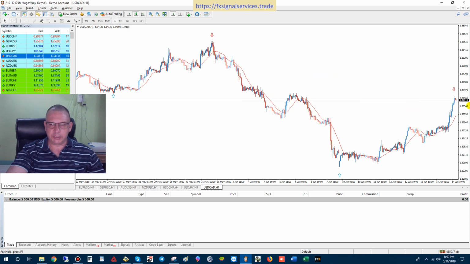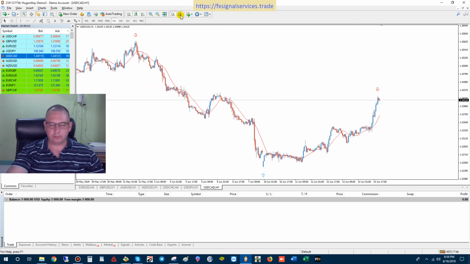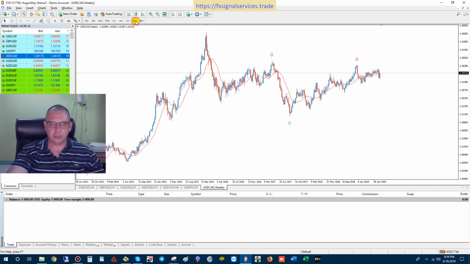So we can predict that price is going to drop in the first part of the week. Okay, and then it's going to shoot up even further and hit some level of resistance or support, and then shoot down, and then eventually form a downtrend.